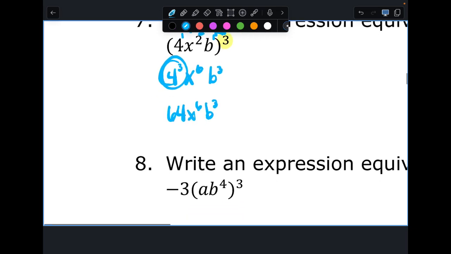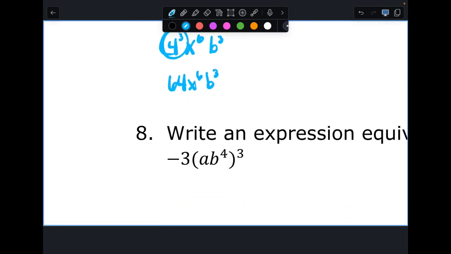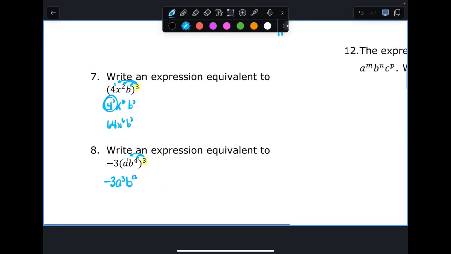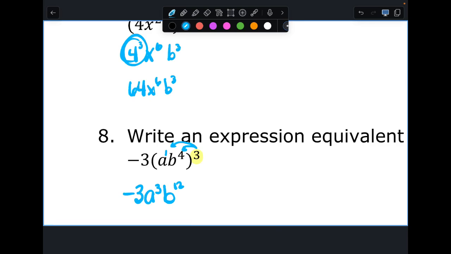Number 8, you are going to distribute that 3, but notice that 3 does not apply to what part of the problem? It doesn't apply to the -3 because the -3 is not where? Inside of the parentheses. So the -3 comes straight down. You only distribute that 3 with the 1 and the 4. So you get a to the power of 3 and b to the power of 12. Questions so far? Okay.